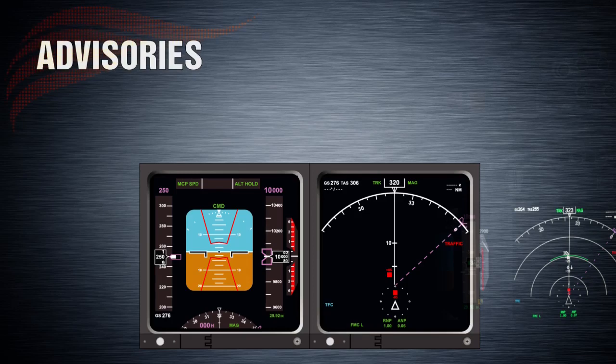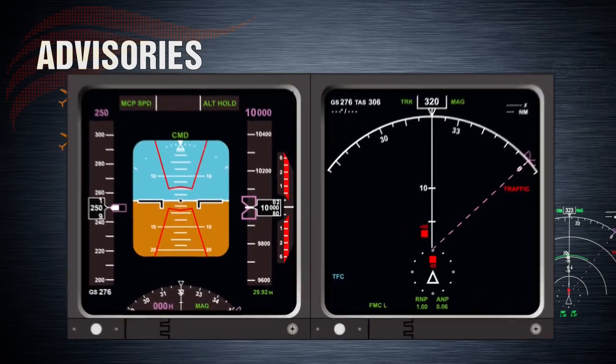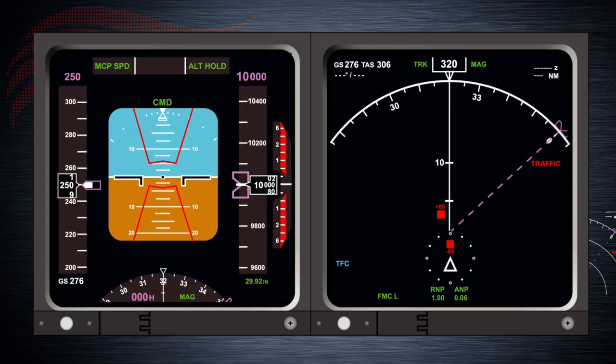Resolution advisories may be broken down into two types: preventative advisories and corrective advisories. Corrective advisories require that the flight crew take positive action to maneuver away from the other aircraft. Preventative advisories require that the flight path of the aircraft be maintained. There are three oral preventative advisories. "Monitor vertical speed." This resolution advisory requires that the pilot avoid the pitch areas highlighted on the attitude indicator.